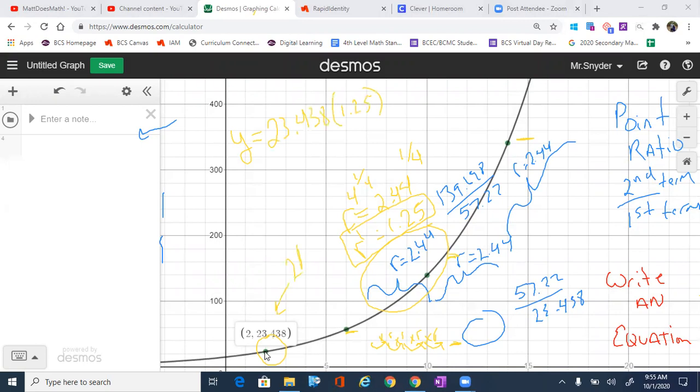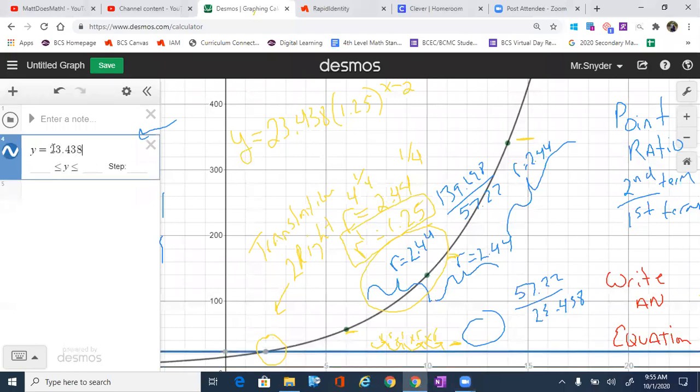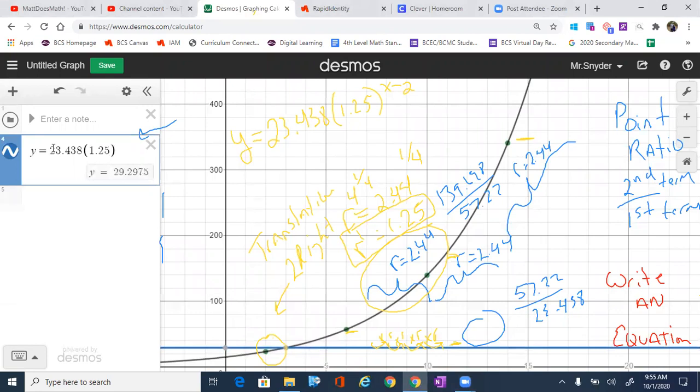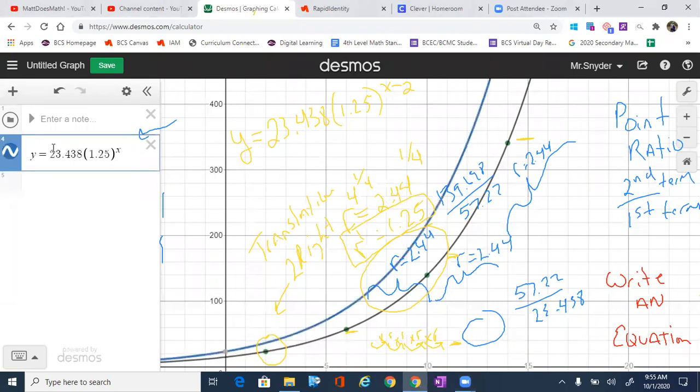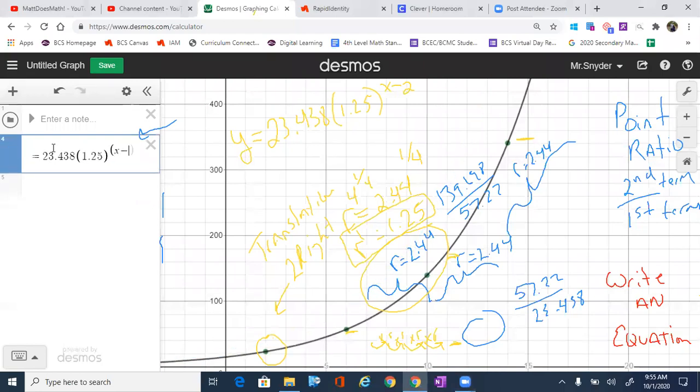But we shifted our initial value to the right, which is a translation. So in order to write my equation, I just write x minus 2. Let's see if that works. Y equals 23.438 times 1.25 to the x minus 2. Let me put that in parentheses, x minus 2, and check it out. The exact same equation glows up.